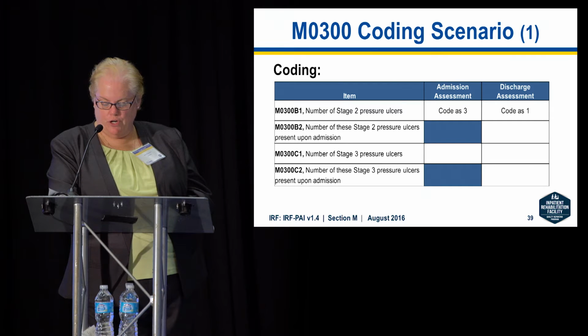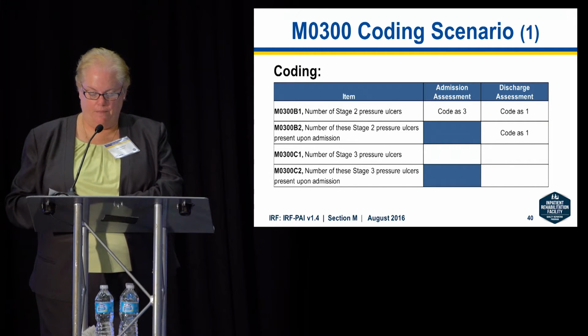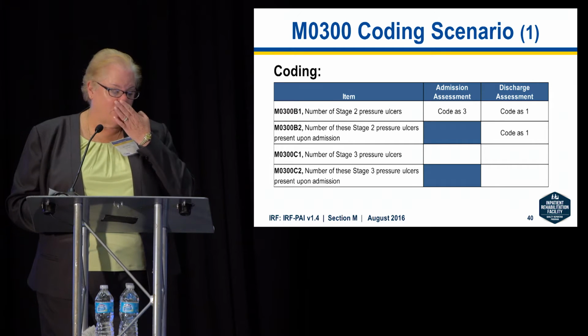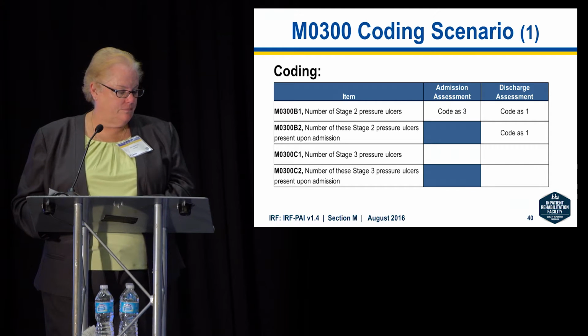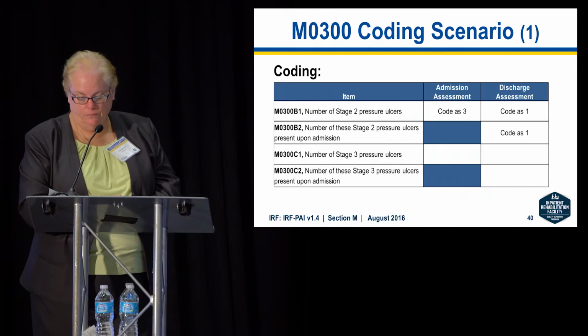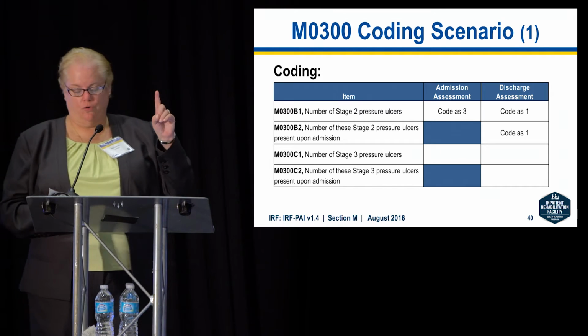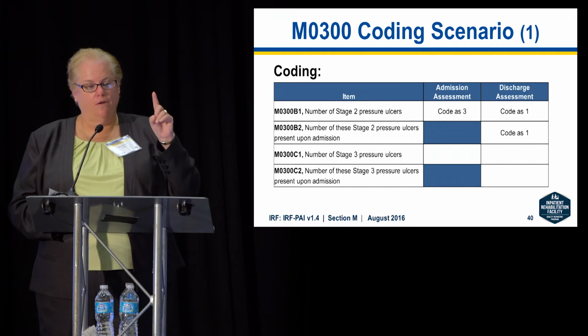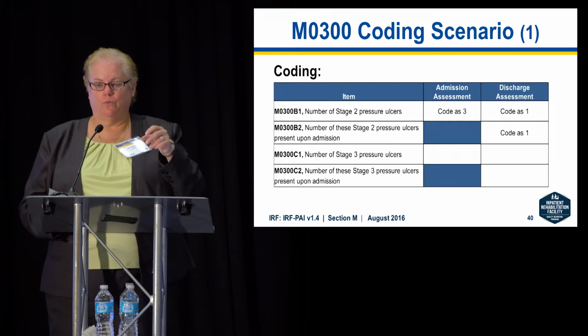Number of these stage 2 pressure ulcers present upon admission. And then it is in the discharge assessment, the number of these stage 2 pressure ulcers that were present upon admission. We have 1, right? So what you're saying is in B1 there, you're saying I have 1 stage 2 pressure ulcer. Of the stage 2 pressure ulcers, were any of them present upon admission? And in fact, yes, right? Because those 2 had merged into 1 and I still have that.